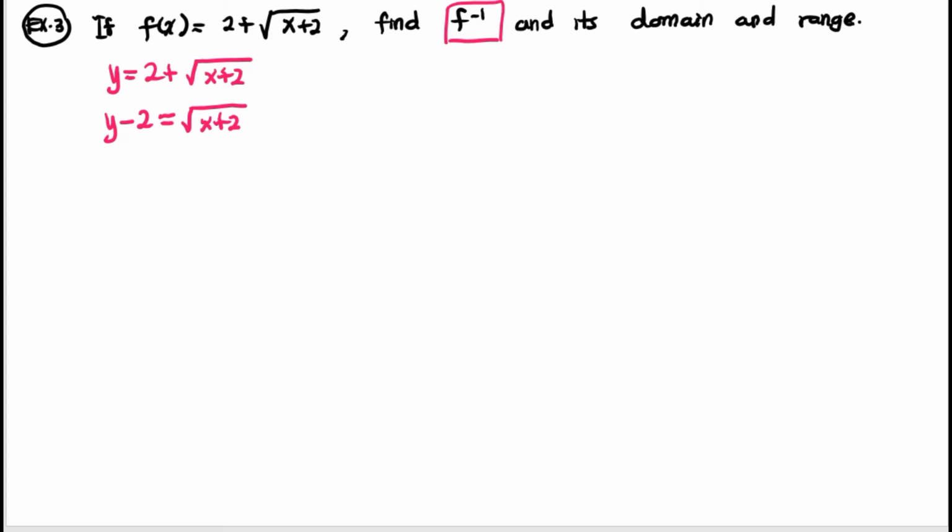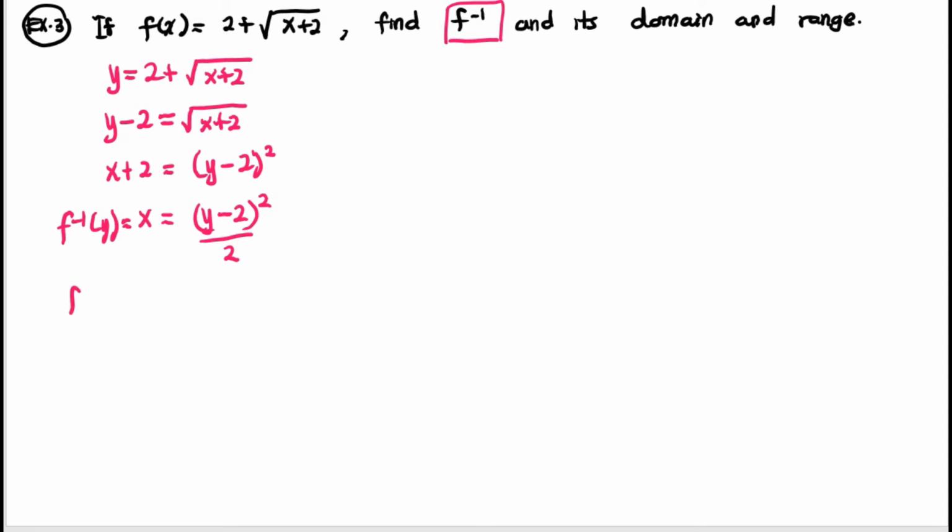So I have x plus 2. This is actually equal to y minus 2 squared. Now I divide by 2. So I have y minus 2 squared divided by 2. That is the inverse function. But this is actually F inverse of y.